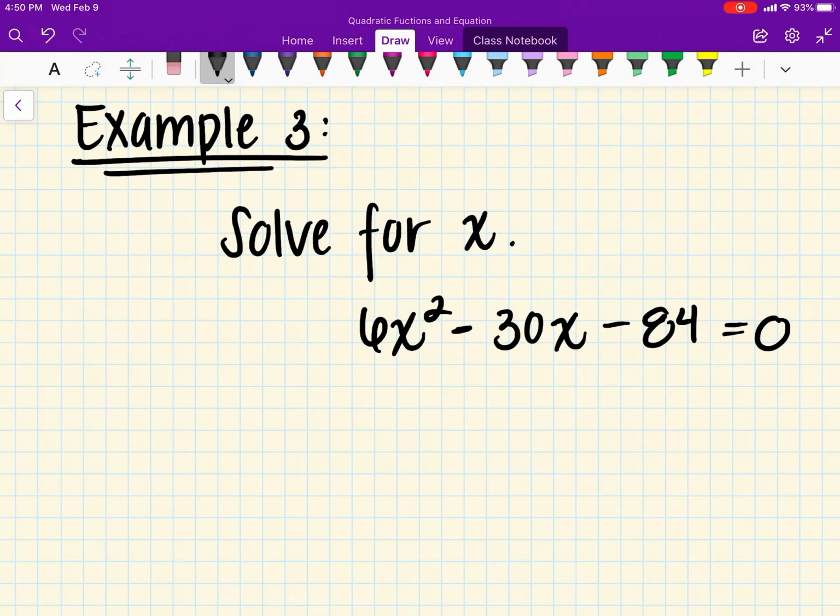All right, guys, so for example 3, once again, we have the equation 6x squared minus 30x minus 84 equals 0. Once again, our goal in this case is to solve for x. So the first thing you want to go ahead and check, guys, is if there are any GCFs, any numbers that can divide into the 6, the negative 30, and the negative 84.